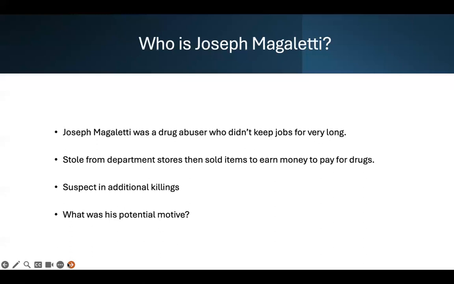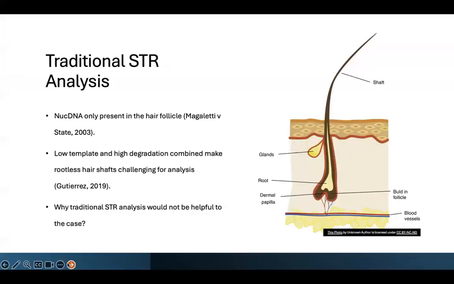But what was his potential motive? The investigators suspected that he may have been wanting to steal items that he could sell to help pay for his drugs. When they found Kathleen Leonard, the contents of her purse had been emptied, leaving credit cards, but no cash, and nothing else was stolen. Mitochondrial DNA analysis was used in this case.